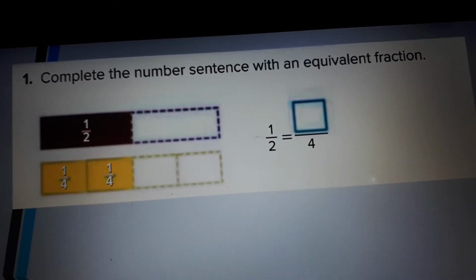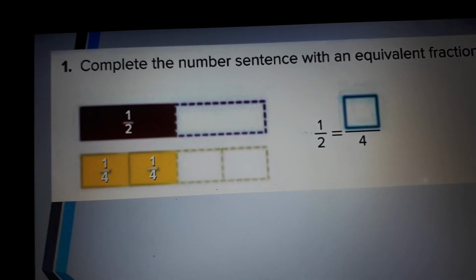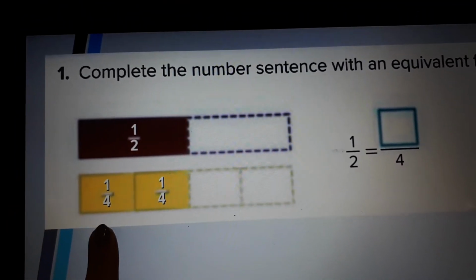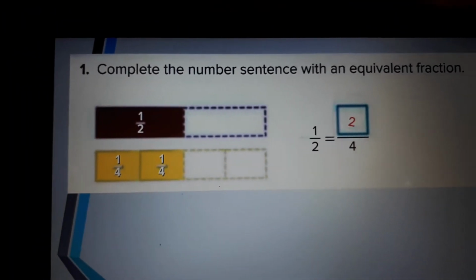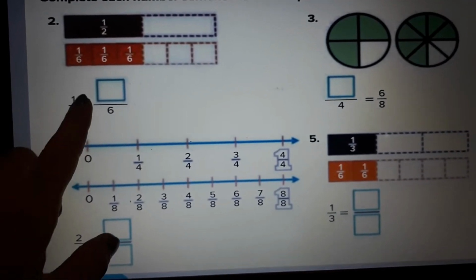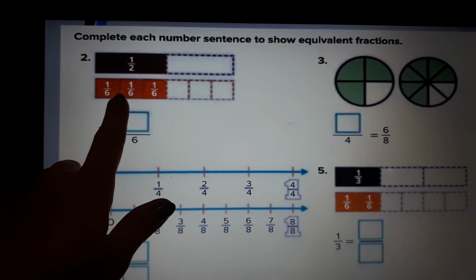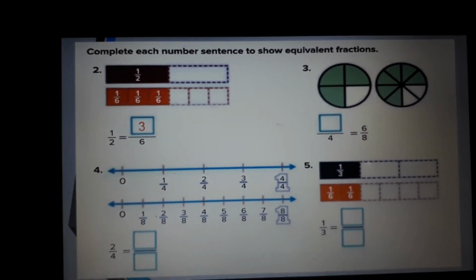Complete the number. 1 over 2 is equal to how many? Come on, tell me quick. Look here, 1 over 2. How many fourths do I have? 1, 2. It's 2 over 4. Great job. Now, let's go to the second question. 1 over 2 is equal to how many sixths? Come on, count. 1, 2, 3. So it is 3 over 6.